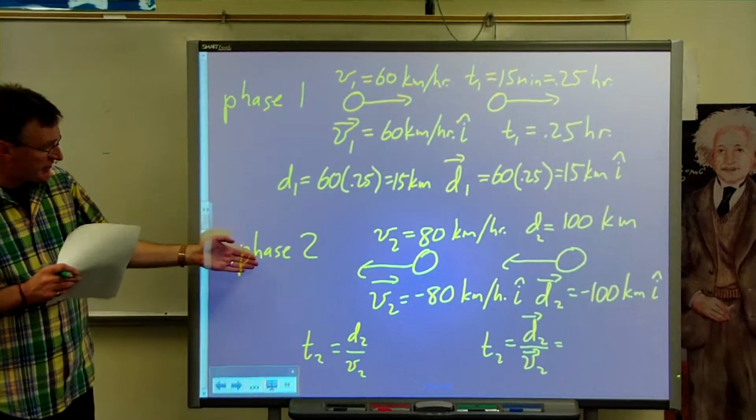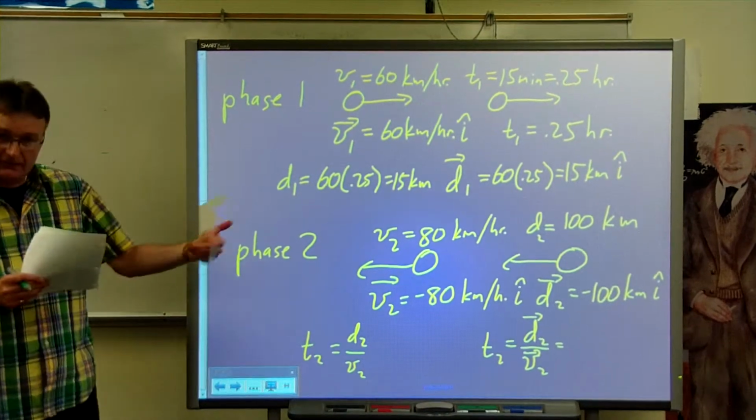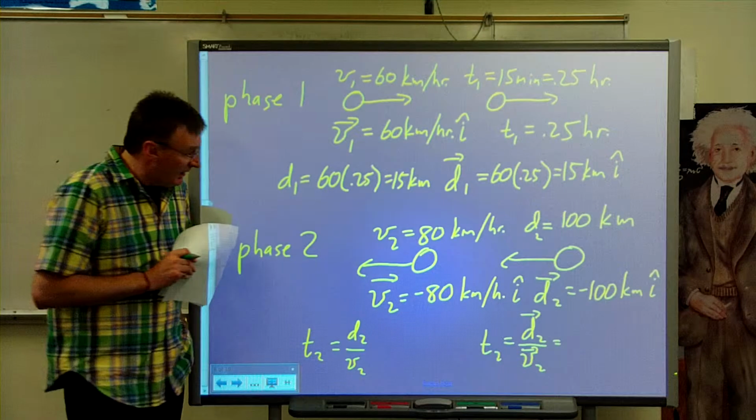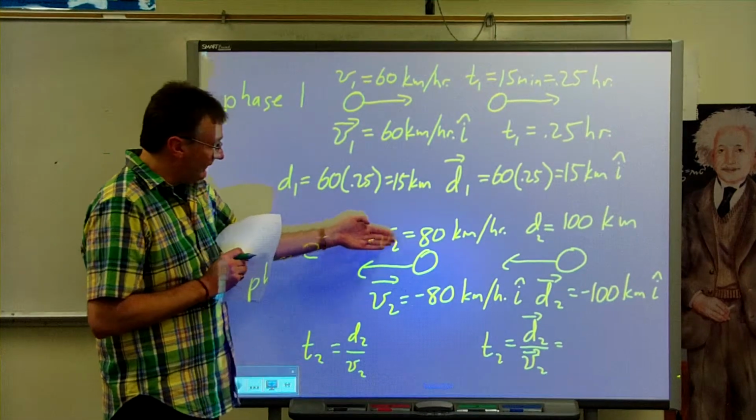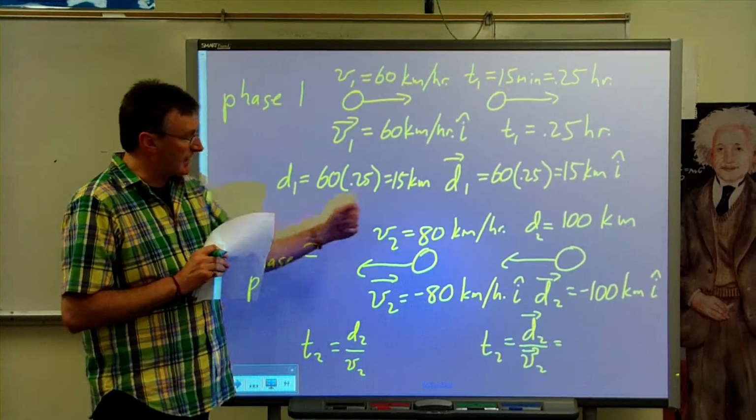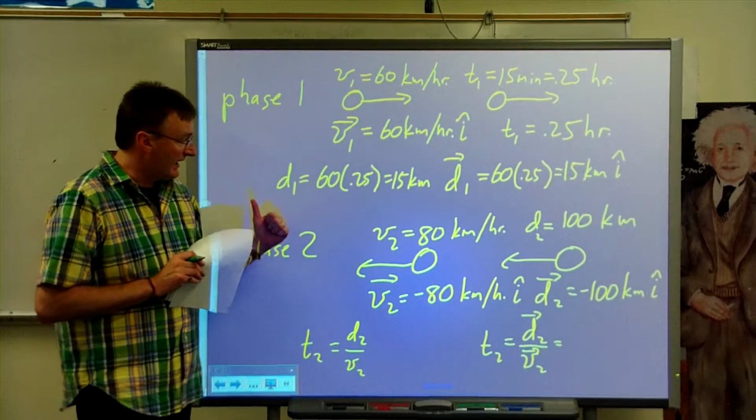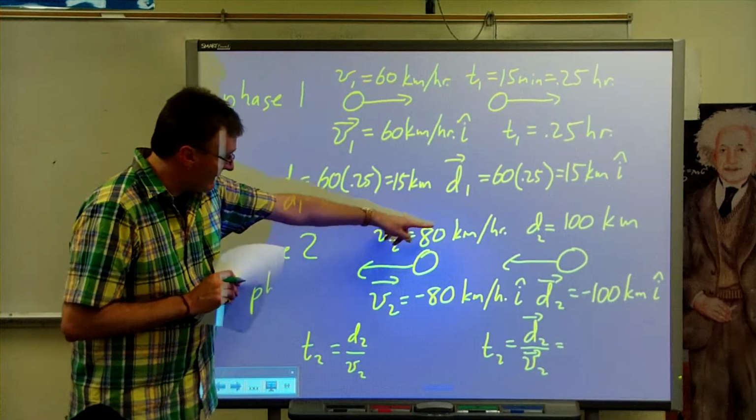Now from phase 2, they're giving us a little bit different information here. The speed in phase 2 was 80 kilometers per hour, but to the west. And so the speed then is 80 kilometers per hour.